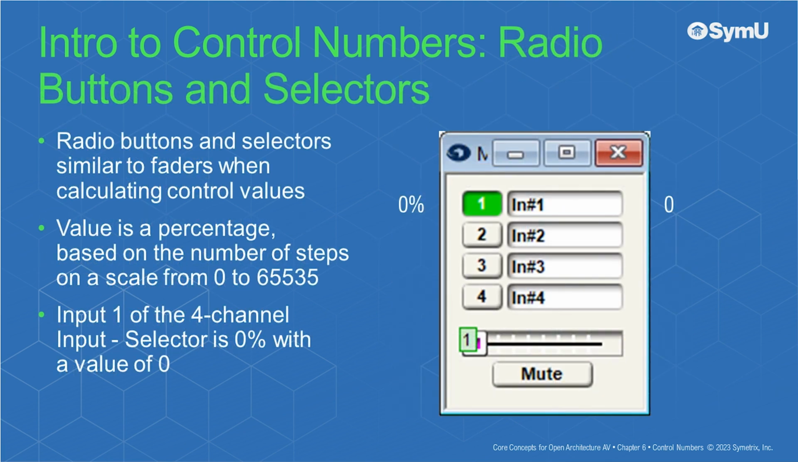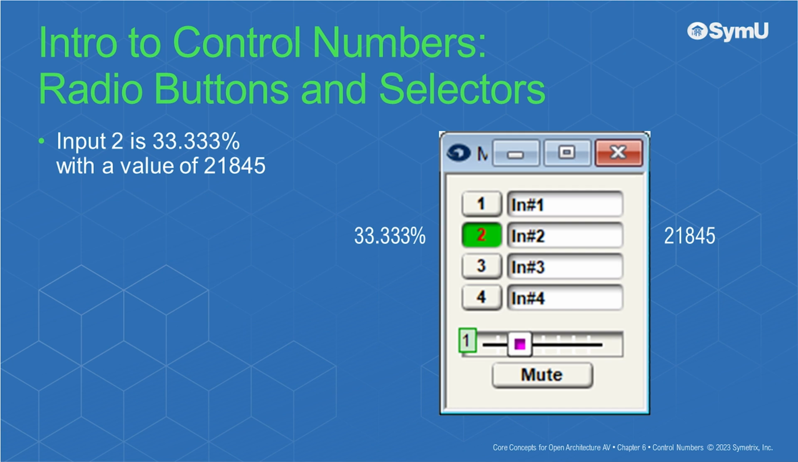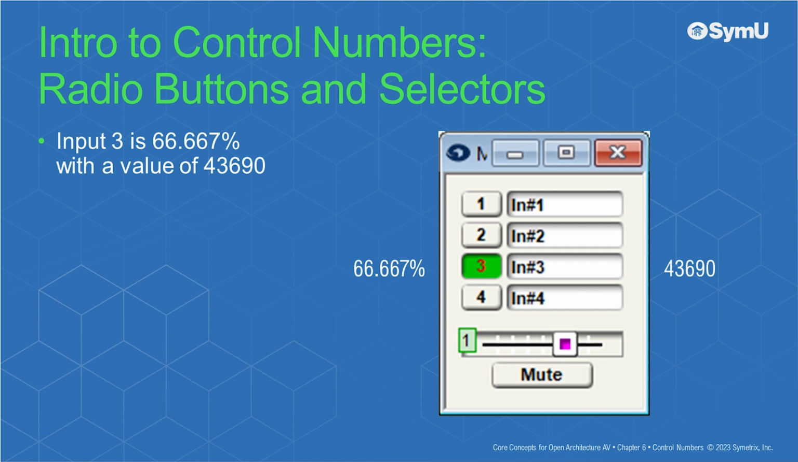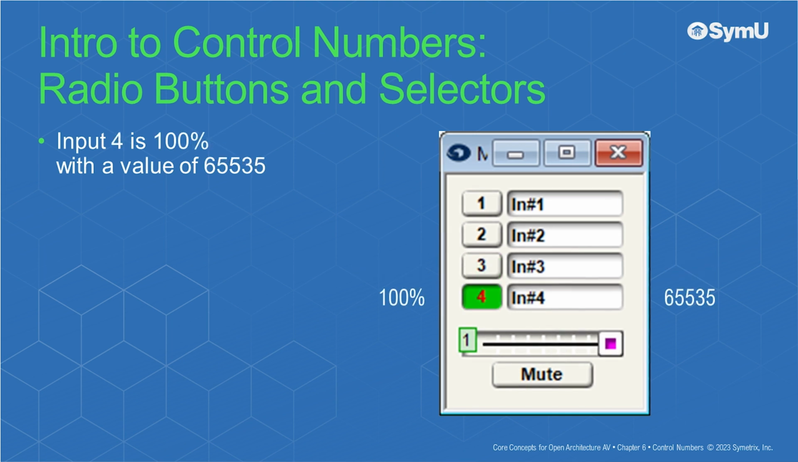Radio buttons and selectors are similar to faders when calculating control value. The value is a percentage based on the number of steps on a scale from 0 to 65535. In this example, input 1 of the 4-channel input selector is 0% with a value of 0. Input 2 is 33.333% with a value of 21845. Input 3 is 66.667% with a value of 43690. Input 4 is 100% with a value of 65535.